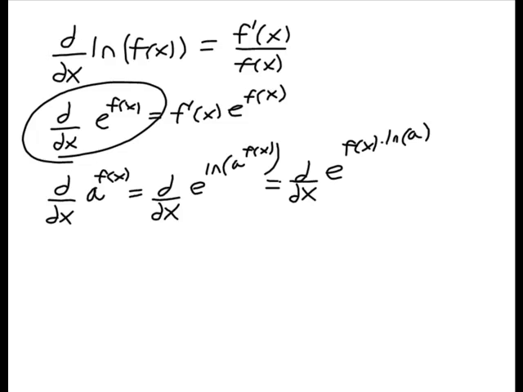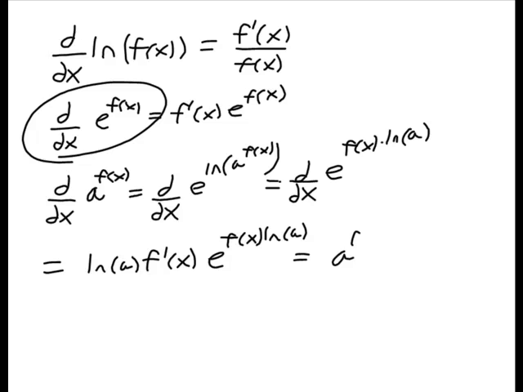Because the natural log of a is a constant, this is simply a constant times f of x. So the derivative of that is going to be the derivative of the exponent, which is the constant multiple, times f prime of x, times the exponential itself. But what do we know this e to the f of x times natural log of a? Well, that's the same thing as a to the f of x.